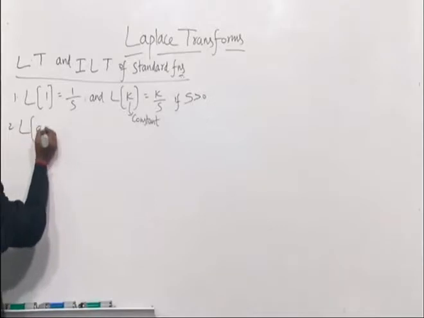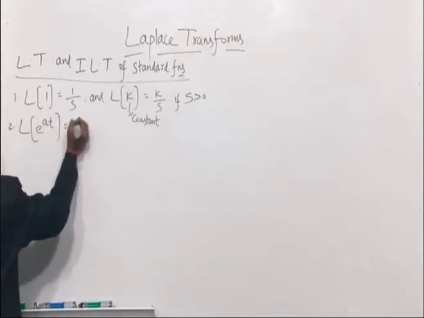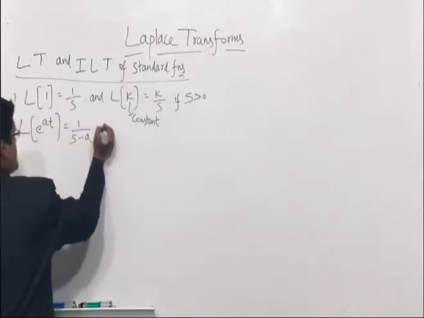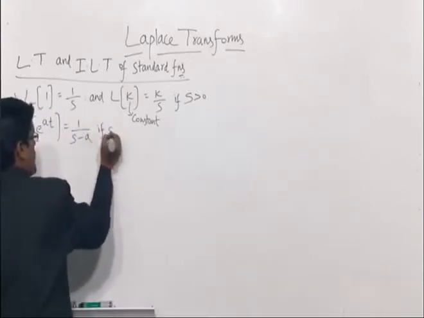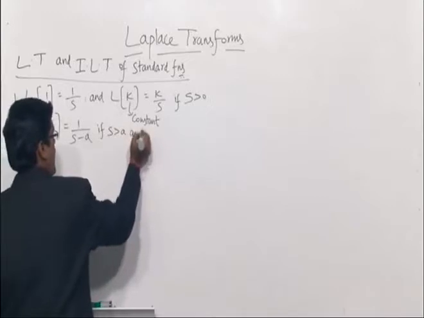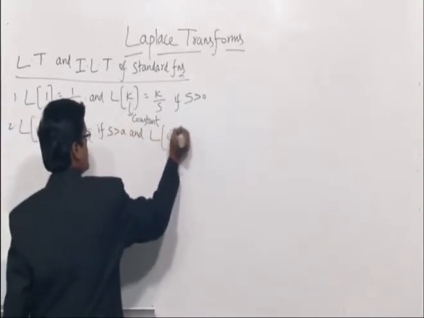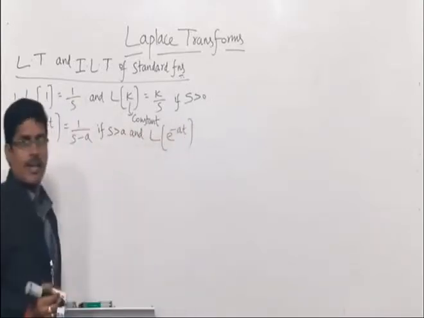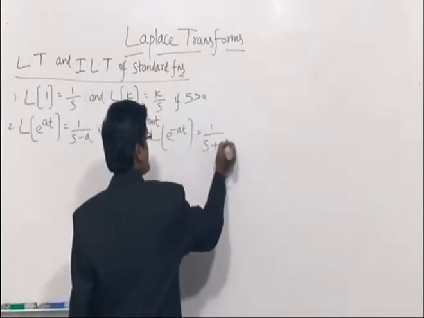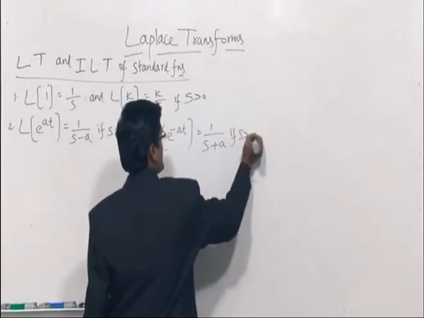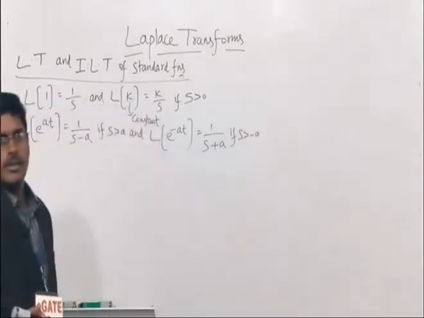L of e power at is equal to 1 over s minus a if s greater than a, and L of e power minus at is equal to 1 over s plus a if s greater than minus a. Okay.